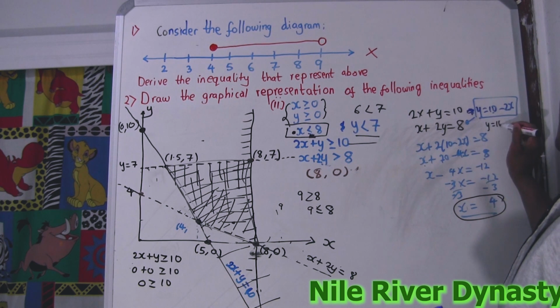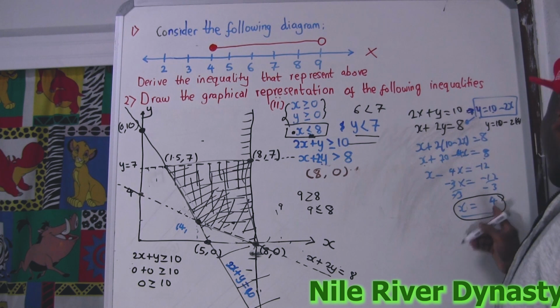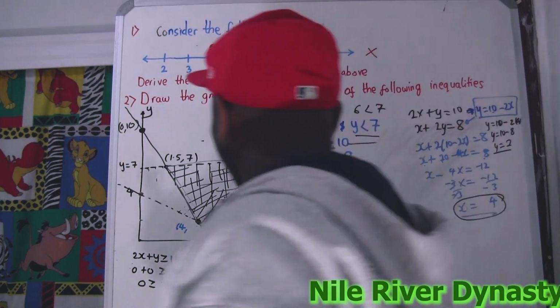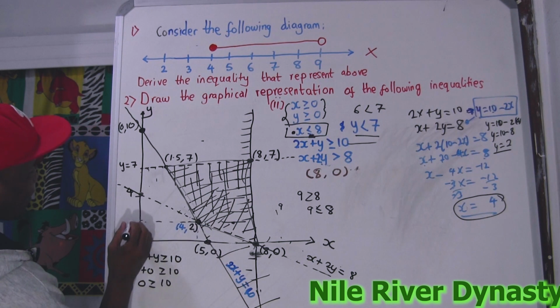So y equals 10 minus 2 times what is the x? x equals 4. We got it already. So y equals 10 minus 2 times 4 equals 8, so y equals 2. Y equals 2. It makes a lot of sense. This y equals 2, because of this 4, 2.